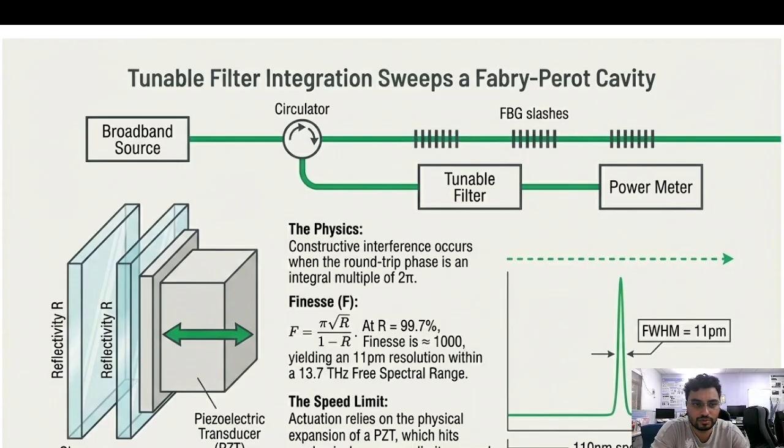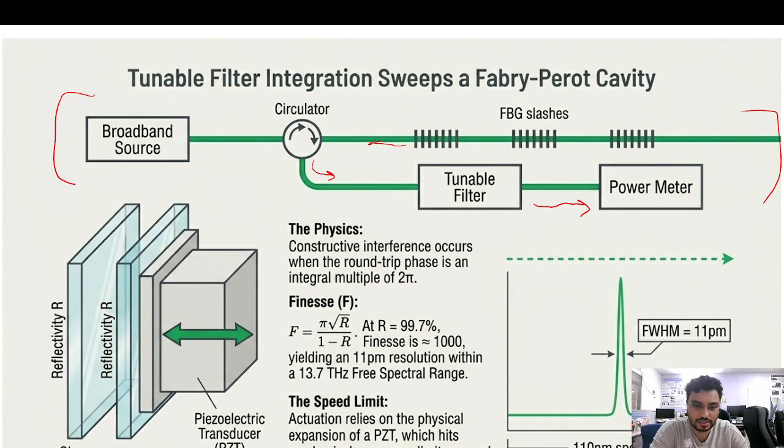Moving towards the next thing, which is tunable filter integration sweeps a fabricated cavity. So how are we going to use these things? For that, a structural graphical illustration has been given here. The broadband source circulates the light and sends it towards the FBG gratings, and then the reflected beams are diverted towards the tunable filter, and after the tunable filter, it goes to the power meter.